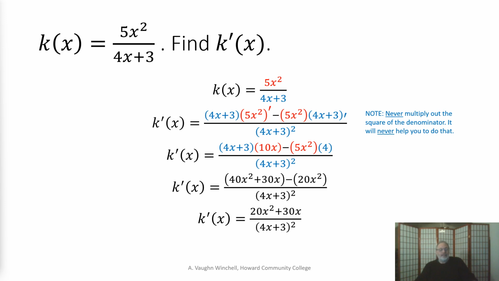In the numerator, it's true that I could factor out 10x to the first. I could call the numerator 10x times the quantity 2x plus 3, but the 2x plus 3 doesn't cancel with the denominator. So there's no benefit to doing it, and that's why I'm leaving it like this.